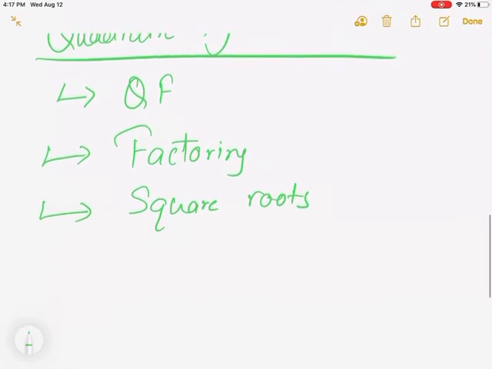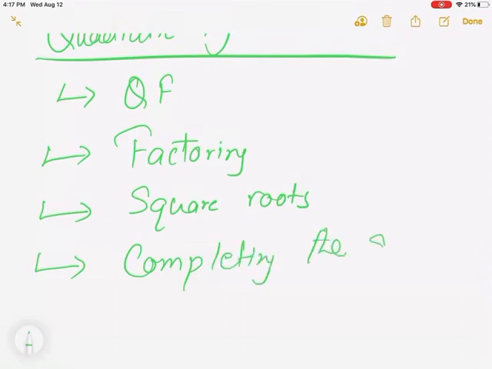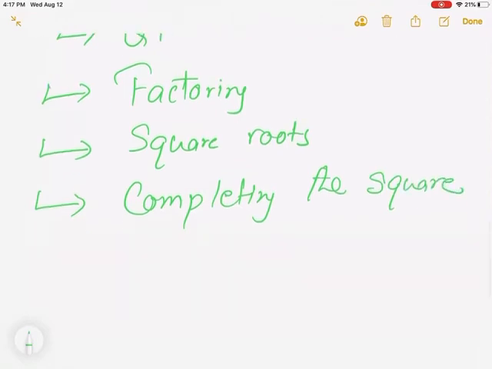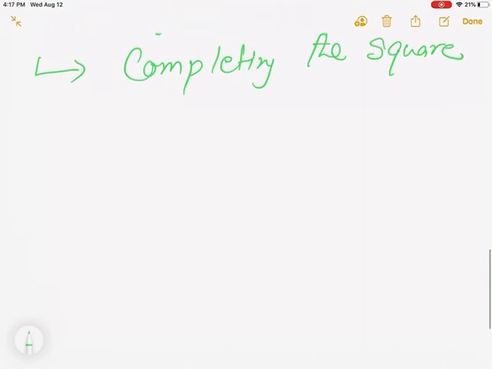Oh yeah, completing the square. That's another one. I know nobody actually likes that, but that's where you get the magical number, you complete the square, right? Anyways, I'm going to show you one example of each. I'll try. So here comes the first one.